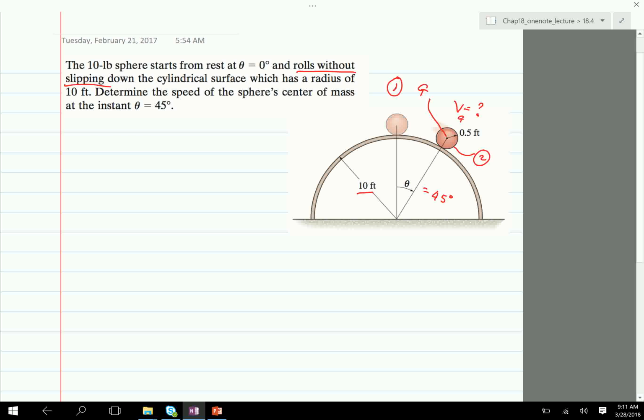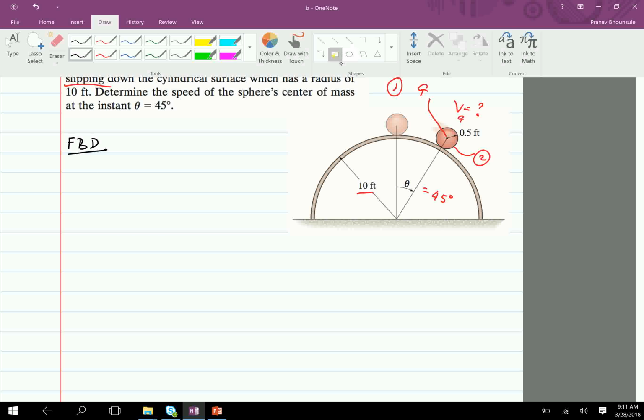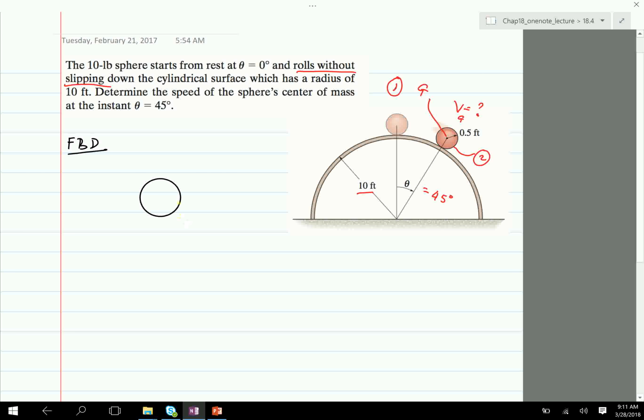So let's draw the free body diagram. Always a good idea to draw the free body diagram. I'm going to draw it when the sphere is at a generic angle theta, where theta is not equal to 0. So this is theta, this is the center, and the normal force is always going to pass through the center of the circle, right? So that's the normal force.